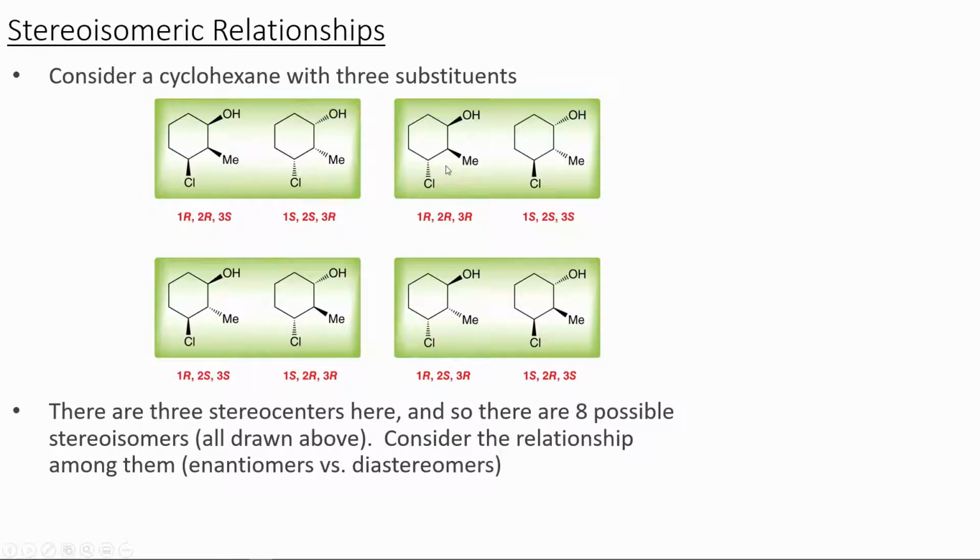What about this molecule? What's this molecule's relationship to these molecules? Well, it's no longer a mirror image, right? Because we've only moved one stereocenter. So these are diastereomers of each other. The relationship between these two molecules, though, are enantiomers, right? We have R, R, R, and we have S, S, S. So we have a pair of enantiomers. These two enantiomers are diastereomers of these molecules.